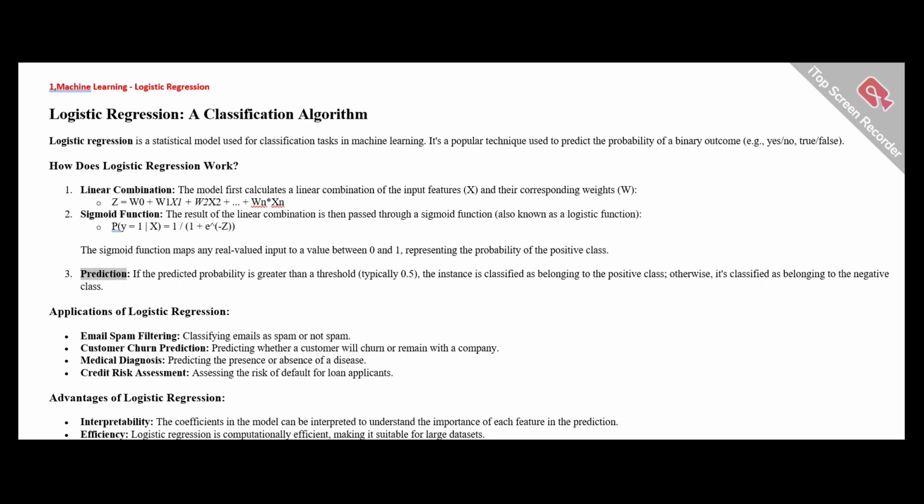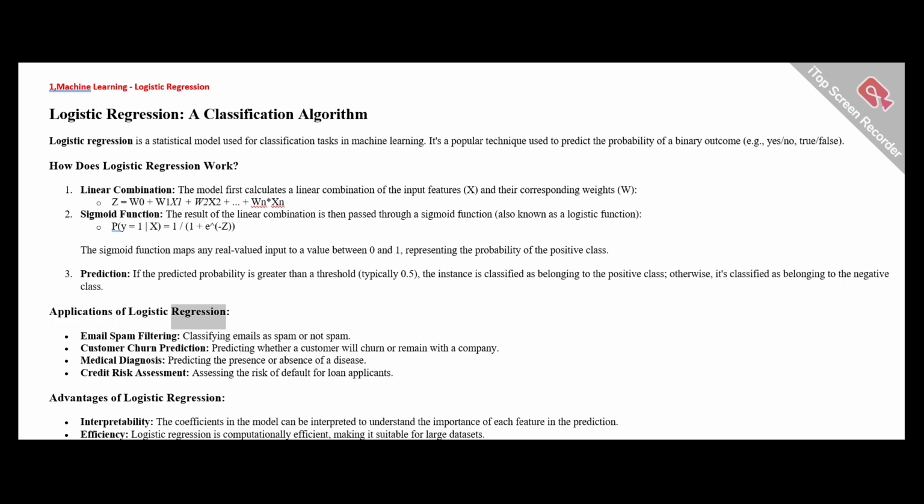Prediction. If the predicted probability is greater than a threshold, typically 0.5, the instance is classified as belonging to the positive class, otherwise, it's classified as belonging to the negative class.